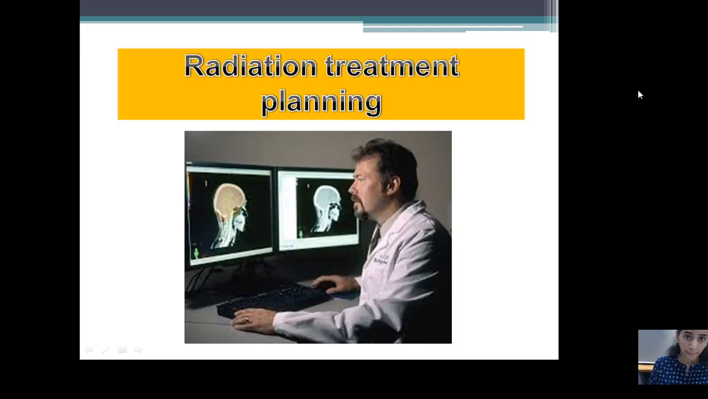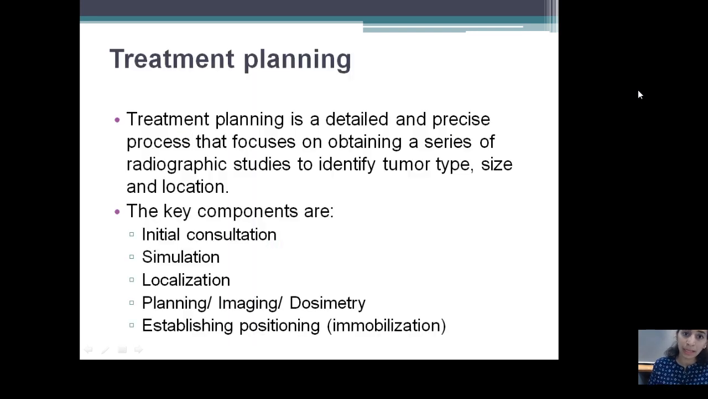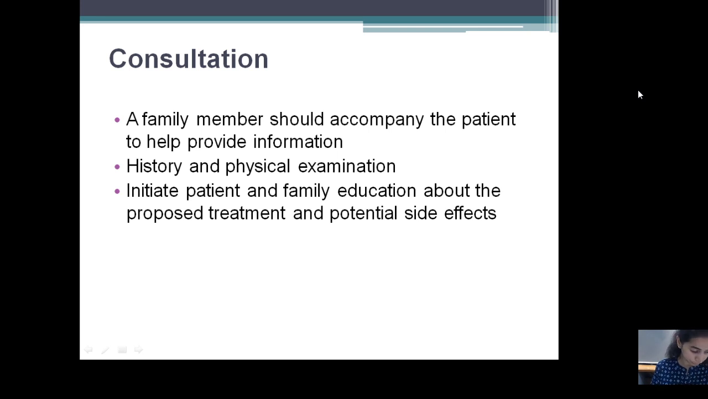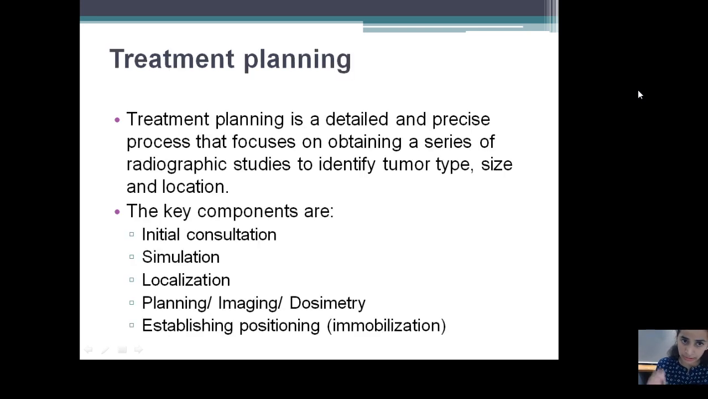Okay. So the second part is radiation treatment planning. We are planning the course of the treatment. Treatment planning is a detailed and precise process that focuses on obtaining a series of radiographic studies to identify tumor type, size, and location. The key components are initial consultation, simulation, localization, planning, imaging, dosimetry, and establishing positioning of the patient. So before talking about the planning, a little more about planning.